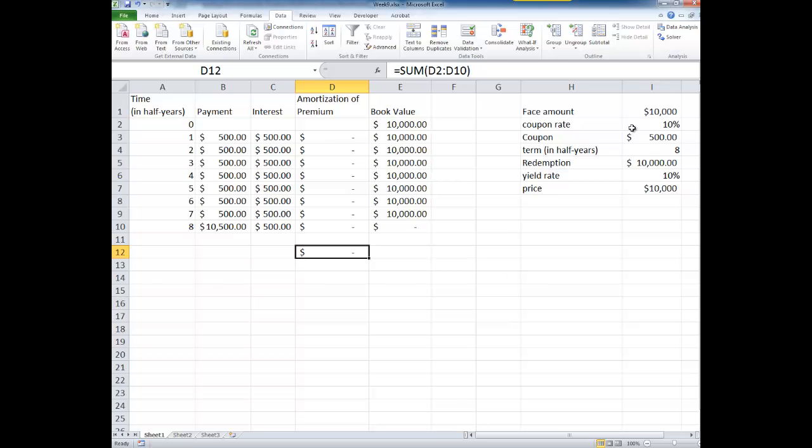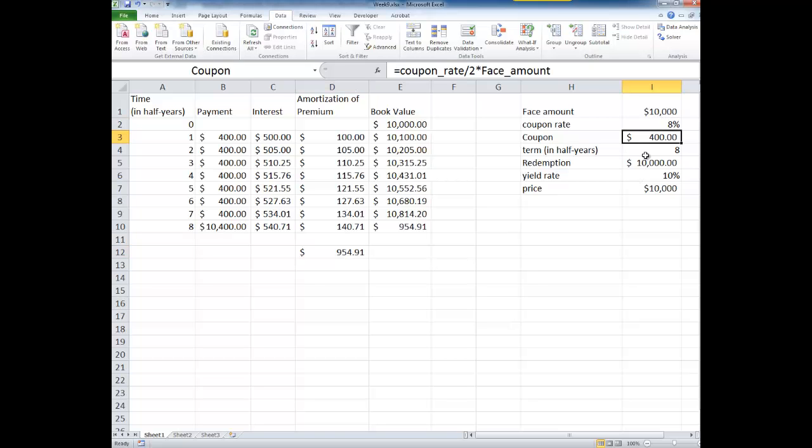Now, I made the coupon rate and the yield rate the same. That usually won't be the case. So suppose the coupon rate for this bond was only 8%, so that it's only going to pay me $400 every 6 months. That's less than what would even cover the interest. So that's why the book value or the outstanding loan amount increases, because not only am I not paying any principal back, I'm actually accumulating interest that I haven't paid.